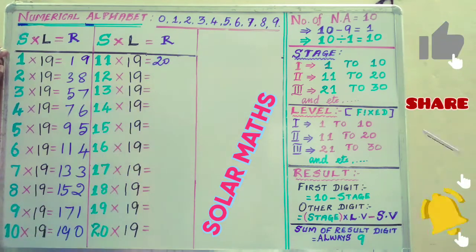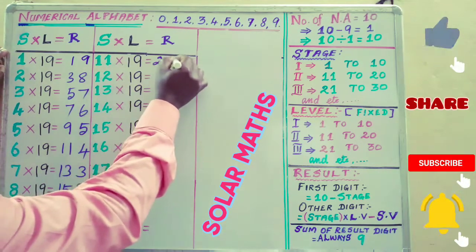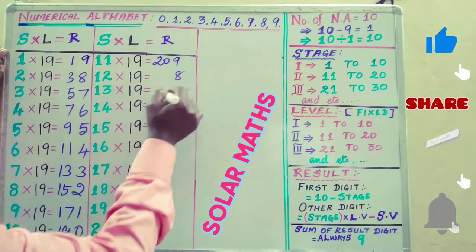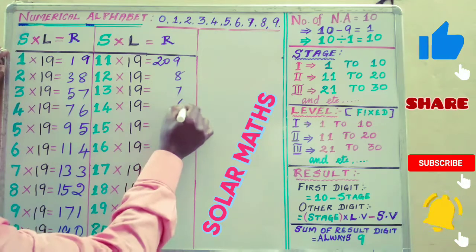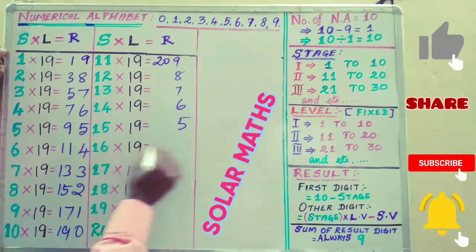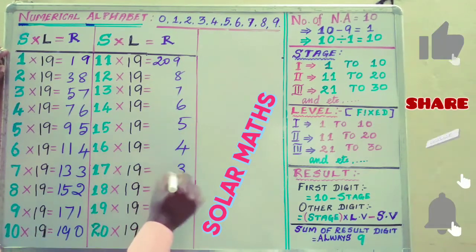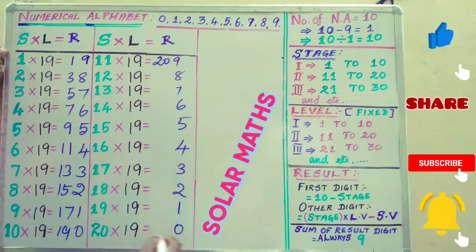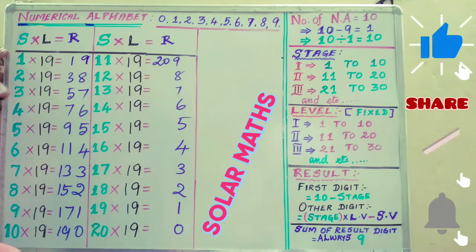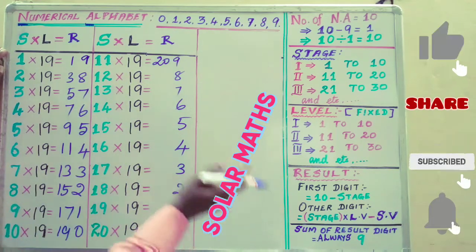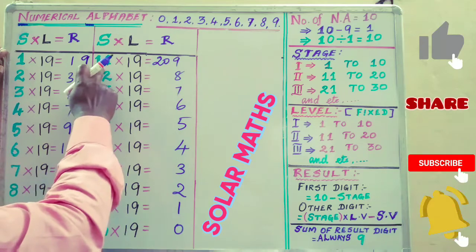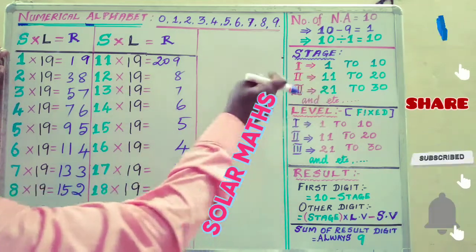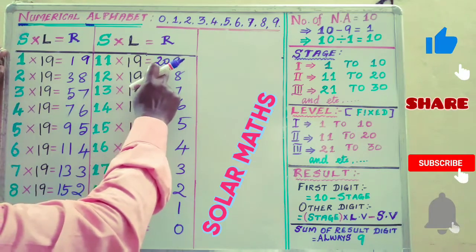And the first values of the result are 1, 9, 2, 8, 3, 7, 4, 6, 5, 5, 6, 4, 7, 3, 8, 2, 9, 1, 0, 0. These are the first digit values of the result. And the other digit value. So 11 into 2 is 22. 11 is the second stage. So subtract 2. 22 minus 2 is 20.